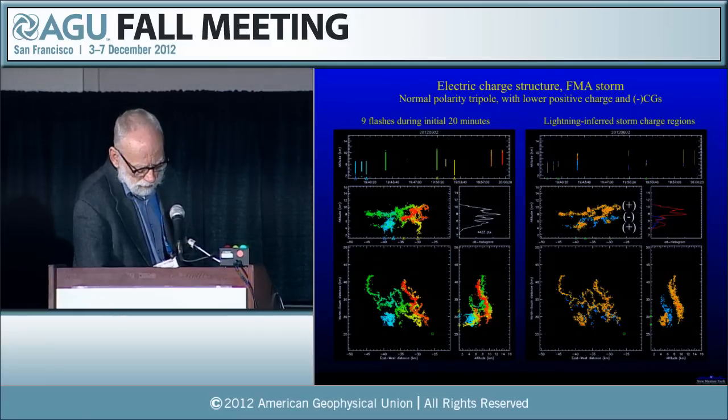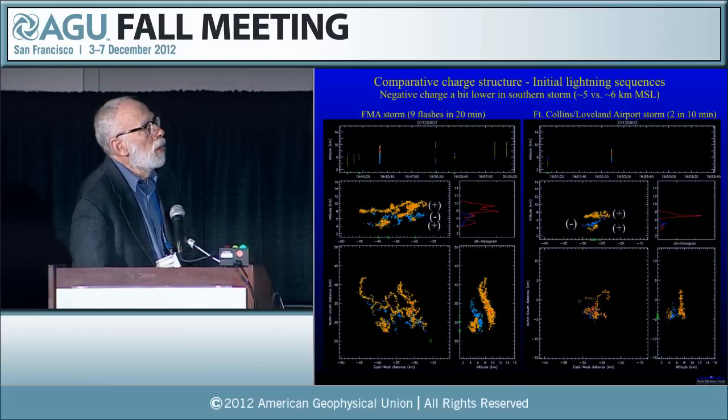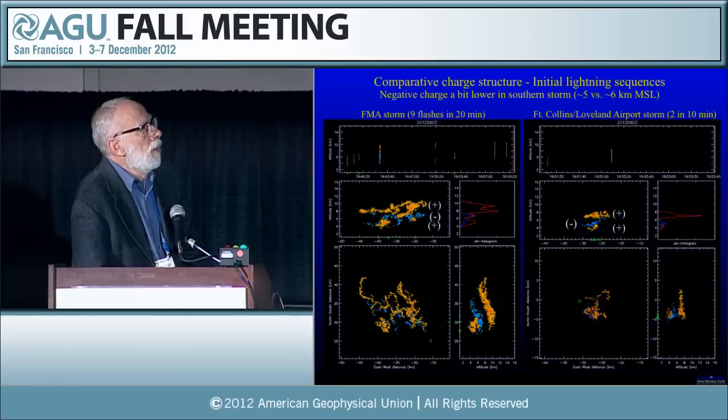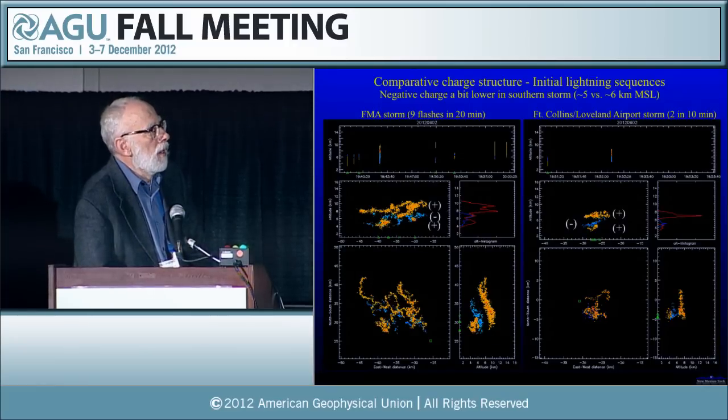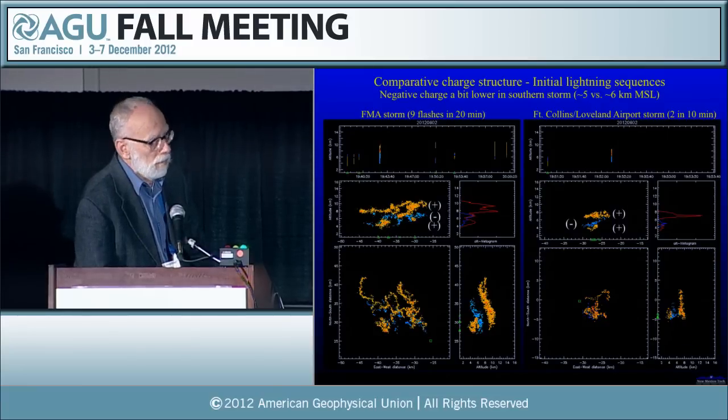In fact, both this and the other storm, these are the two storms with the lightning-inferred charge structure, both actually began with negative cloud-to-grounds and produced several within that first time interval.